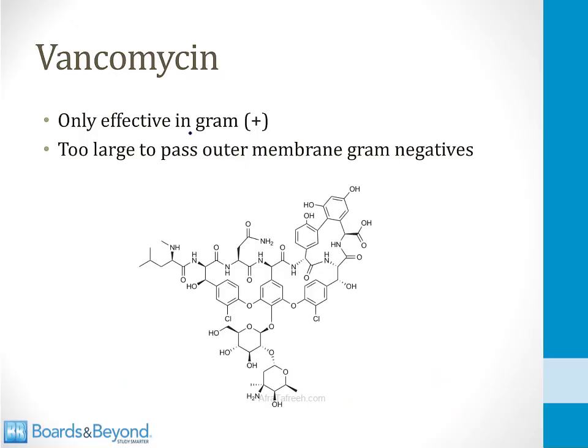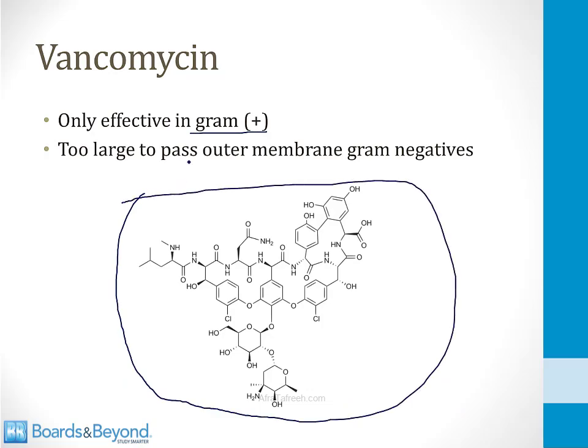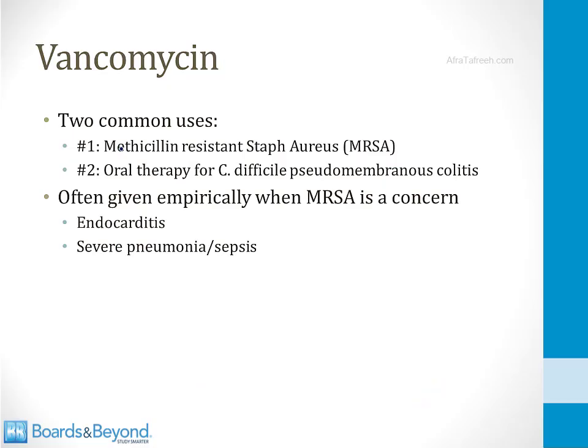Vancomycin is only effective in gram-positive bacteria, and the reason for this is because it's an enormous molecule. I've shown you its structure on the screen. It is too large to pass the outer membrane of gram-negative bacteria and disrupt their cell wall synthesis. Vancomycin is generally given in two scenarios. One is methicillin-resistant Staph aureus or MRSA. When staph bacteria become resistant to the staph penicillins, then vancomycin is used for therapy.